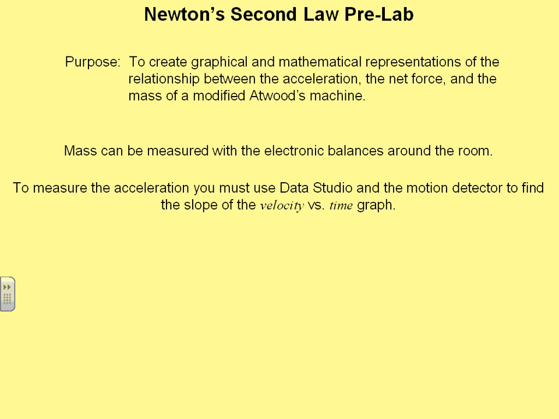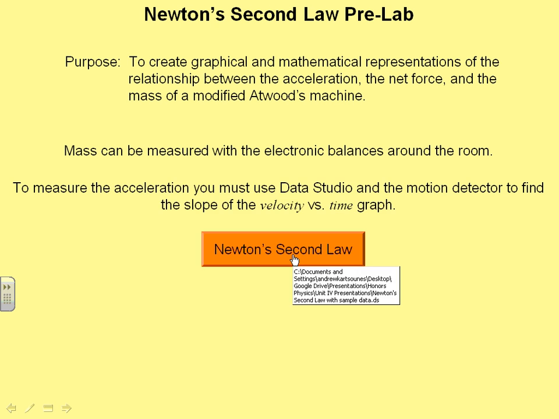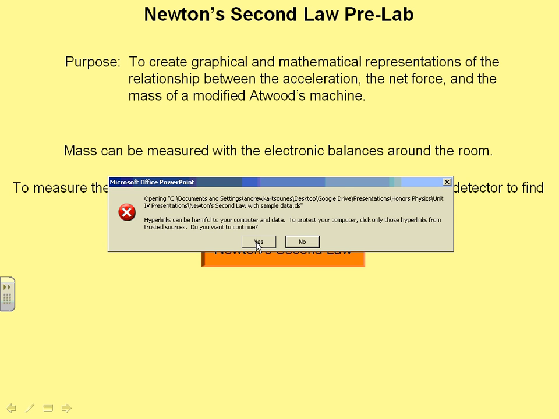For the acceleration, we're going to use a Data Studio file, and this is a lot like the last lab we did with the free fall with the picket fences. We're going to have a velocity versus time graph. If you notice, there's a motion detector on the back end of every one of the tracks in the room. And then, of course, we can find the slope of the velocity-time graph, which is the acceleration. So let me open up a sample file here.